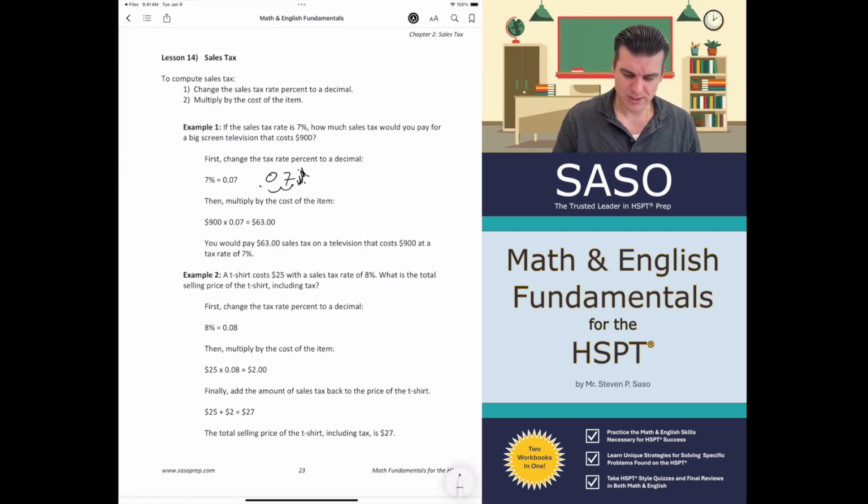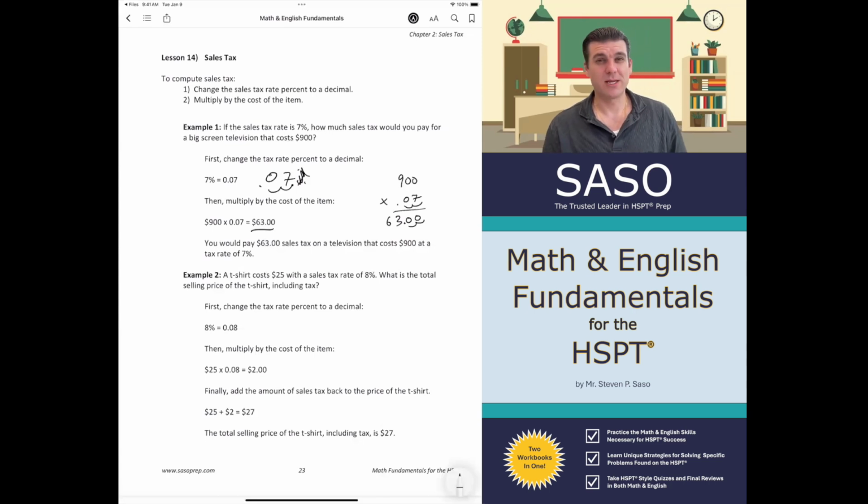So $900 times 0.07 would look like this. 7 times 0, 0. 7 times 0, 0. 7 times 9, 63. And when I'm multiplying decimals, I like to take my pencil, count up the decimal places, and then in our answer, we go from right to left the same number of places. So that's how we get the $63 there. Pretty simple concept. Let's do one more example here together.